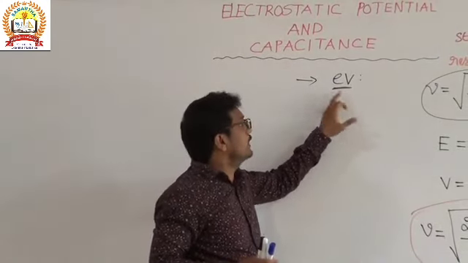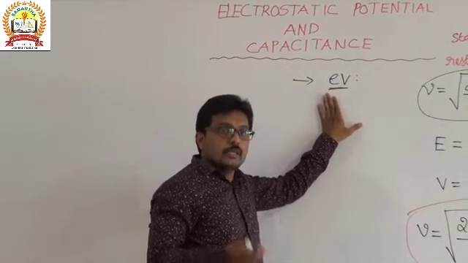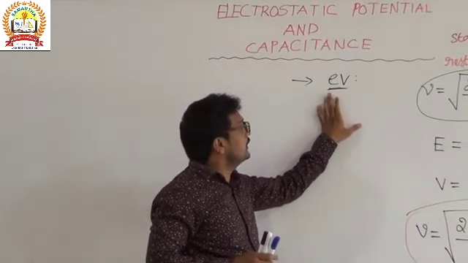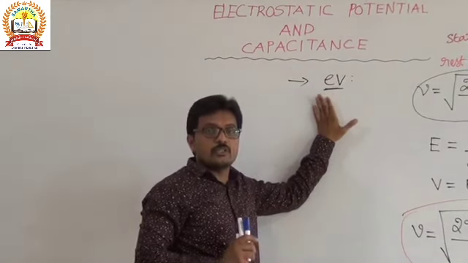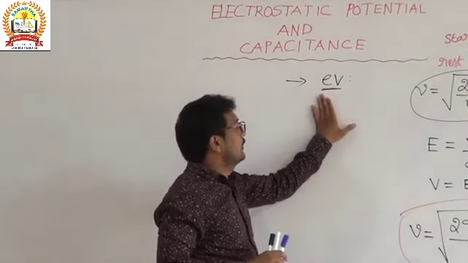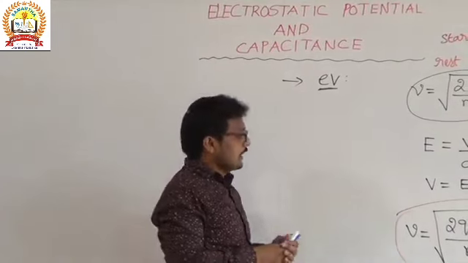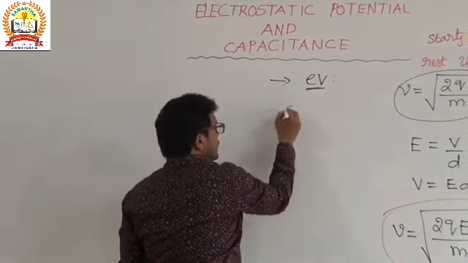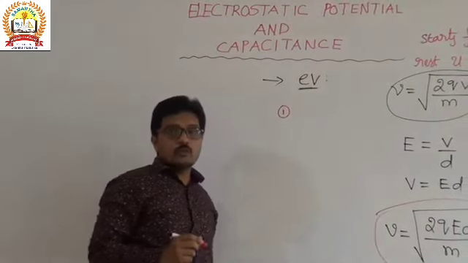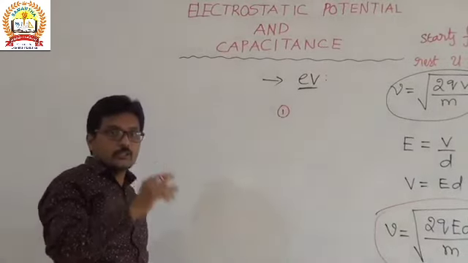I think you might have studied the electron volt, but again we are discussing it because we use this electron volt in the potential energy concept, the potential energy of a system of charges. Here are some points about the electron volt. The first point is that electron volt is a unit of energy.